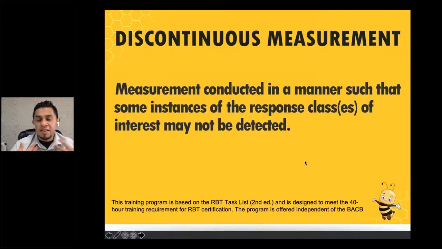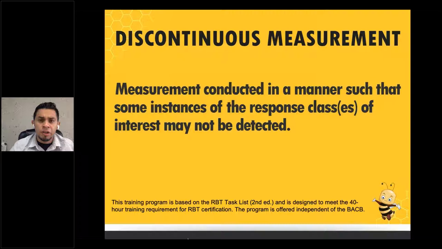And we use this a lot when behaviors are very extensive. They happen a lot across data. It's so hard to keep a frequency count. It's so hard to have a discrete response. Sometimes it's very unclear when it started and when it ended. So this is when we start using a discontinuous measurement. We did talk about some of these examples earlier in another video. So let's look into it.